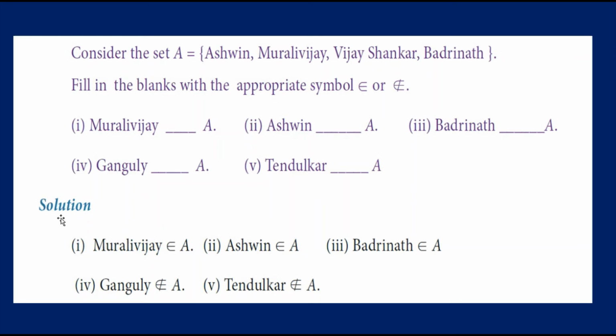Here the solution is given. Murali Vijay is an element of A. Ashwin is an element of A. Badrinath is an element of A. Ganguly is not an element of A. And Tendulkar is also not an element of A. We can read the symbol as element of or belongs to. We can read this symbol as belongs to, does not belong to or not an element of.